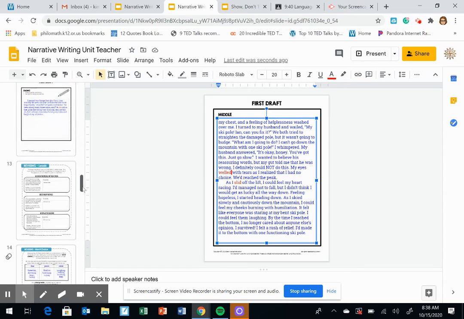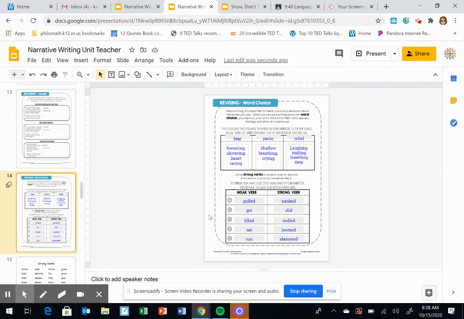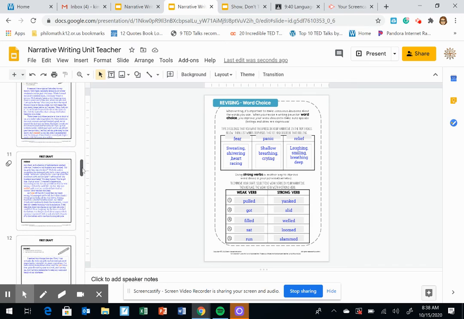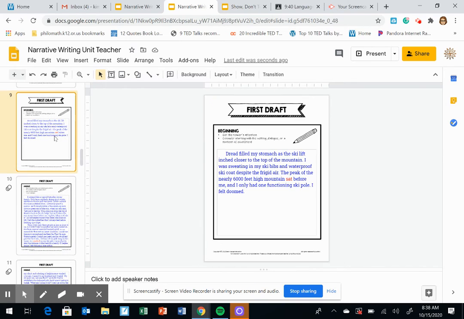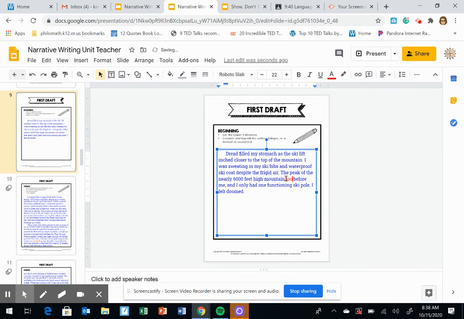And then I have sat. So I have that, I remember, in my introduction. So you can do this throughout any of your writing. So here I have the mountain, this nearly 6,000 feet high mountain sat before me. And I decided that loomed would be better. So I'm going to change that to loomed before me.